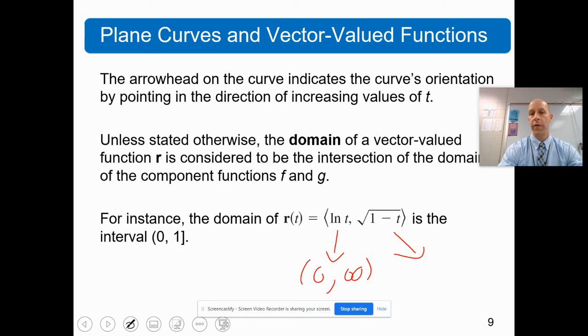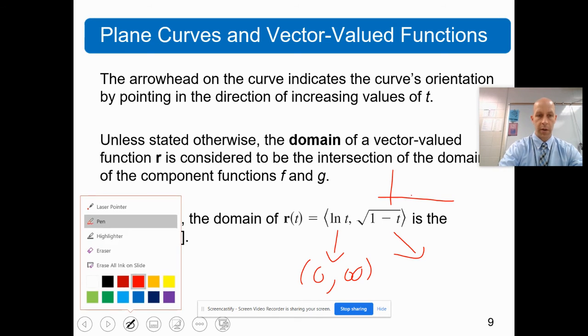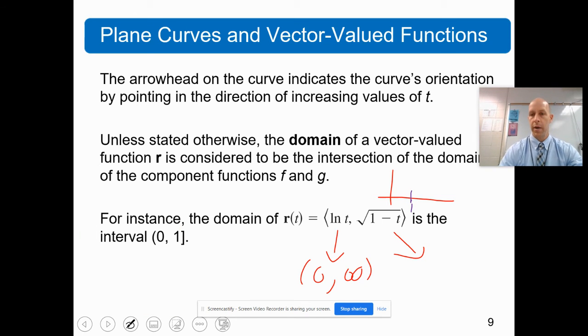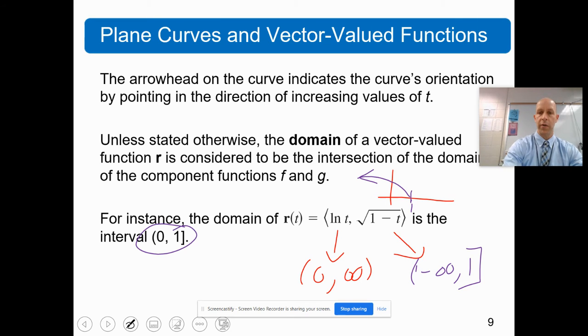But then the domain of the square root function, if we think about this graphically, so 1, 0, starts from here. Let me do this in a different color. So here's 1, but if t gets bigger than 1, it's undefined. So this curve actually goes in this direction. Sorry, I'm having some technology issues here. There we go. So that's what we're going to get. And so if we take the intersection, the second function here has a domain of negative infinity up to and including 1. So the intersection of those two is 0 to 1, including 1.